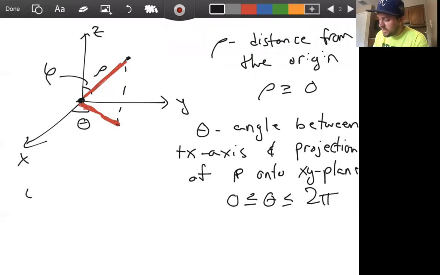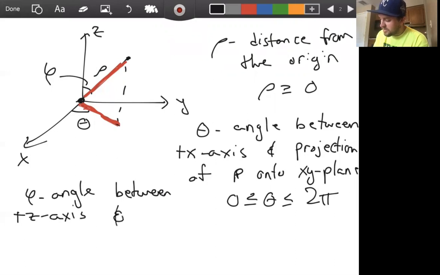And now what about phi? Phi is the angle between the positive z-axis and rho, right? And again, how to picture the angle phi is you have a pole sticking straight up that represents our z-axis. And the angle between some line and this positive z-axis is the angle phi. And because this is in any possible direction, the absolute biggest angle you could have is pi.